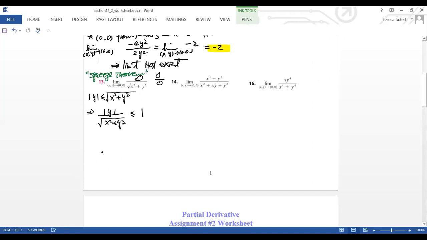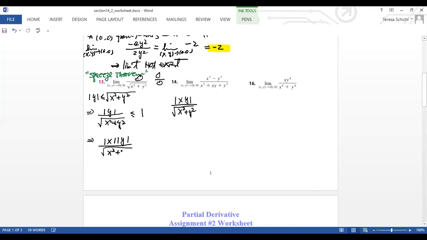Okay, so now I'm going to do something here. So I put the xy over x^2 + y^2, right? Now for this one, I multiply the absolute value of y on both sides.